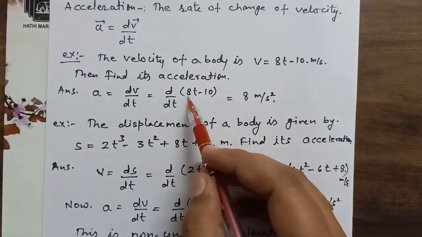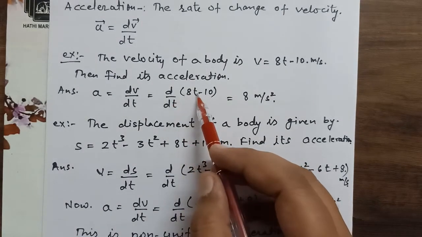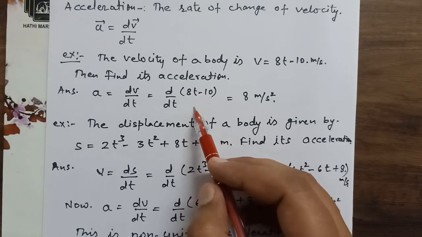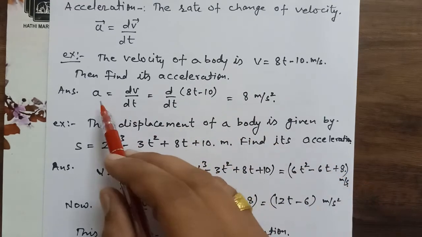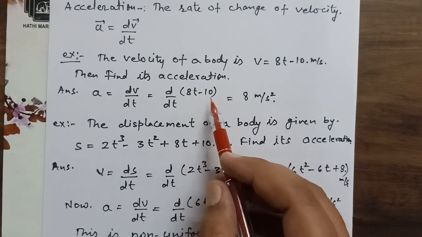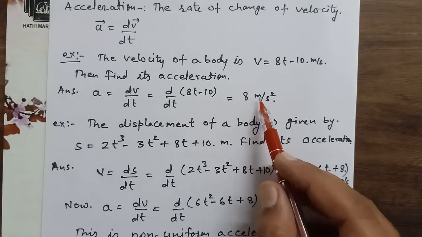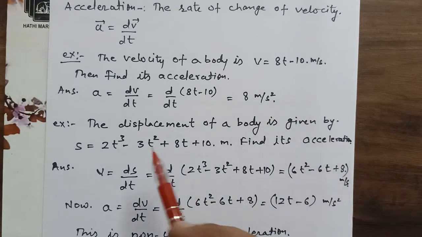You can see again it is 8t minus 10. So 8, and here you will get dt by dt, that is 1. So you get 8. Unit is meter per second square. You can see minus 10. 10 is a constant, so differentiation of 10 with respect to time is 0. That's why you got 8 meter per second square.